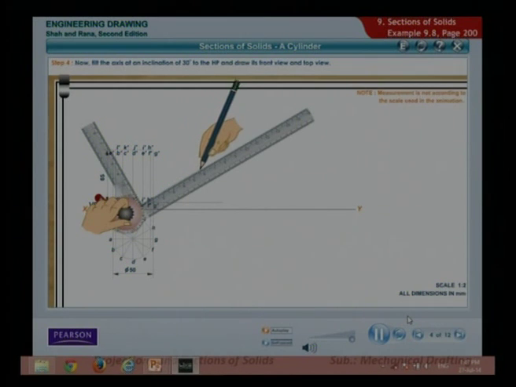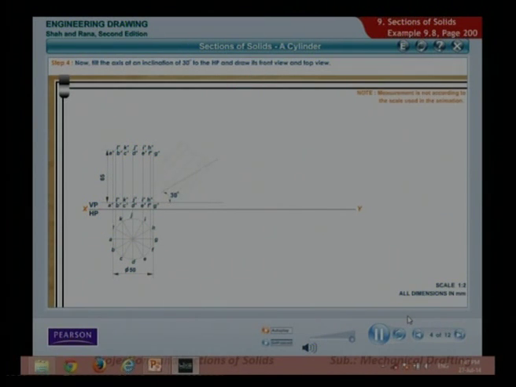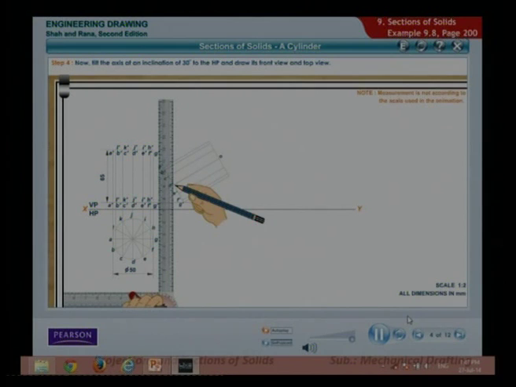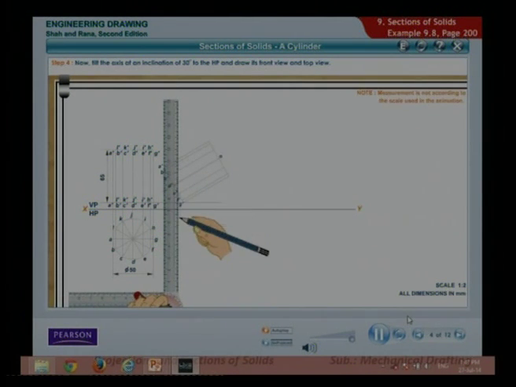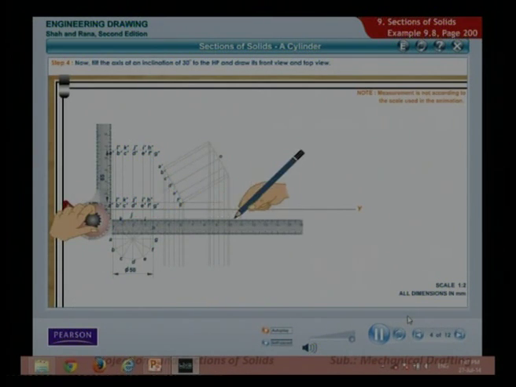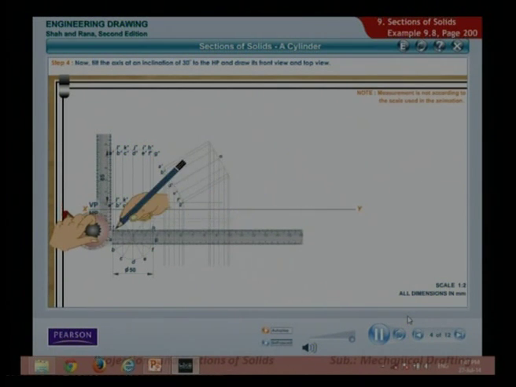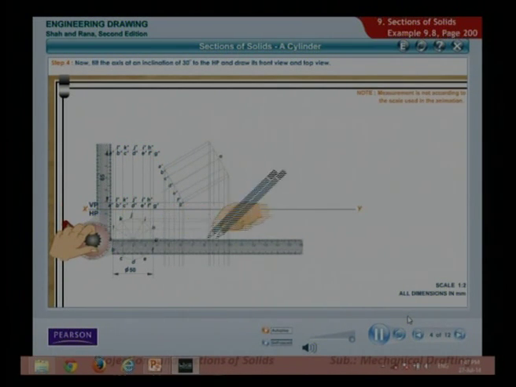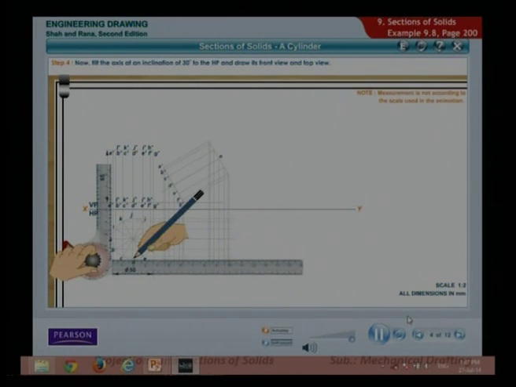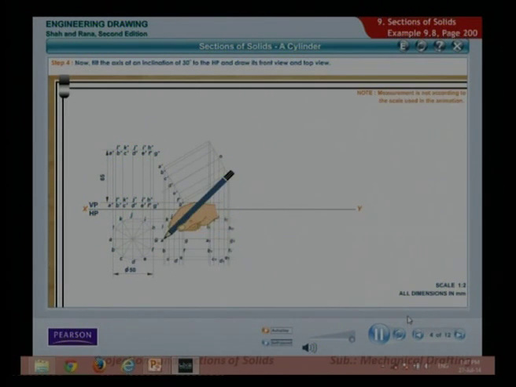Now tilt the axis at an inclination of 30 degrees to the HP and draw its front view and top view. Project the lines vertically from the front view to get the top view as shown. Now project the lines horizontally from each point of the circle as shown. Mark the intersection points as shown. Now join the points with a smooth curve.